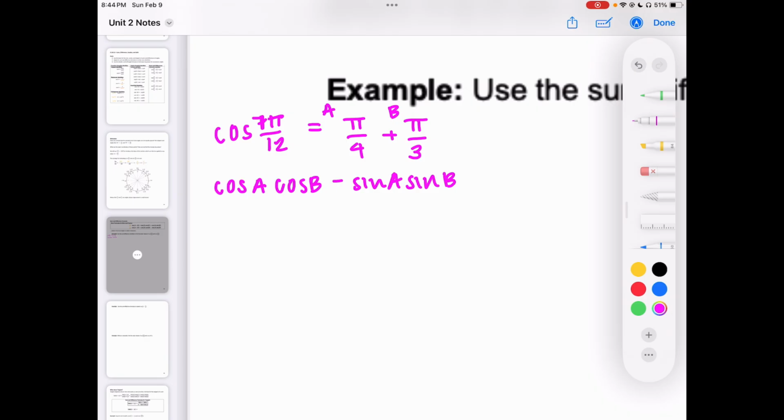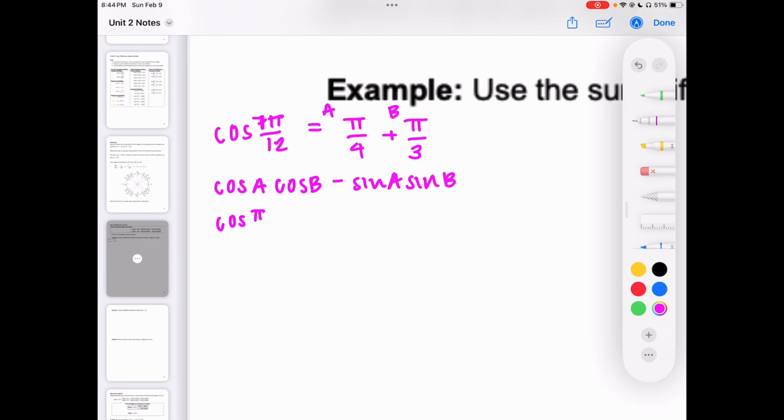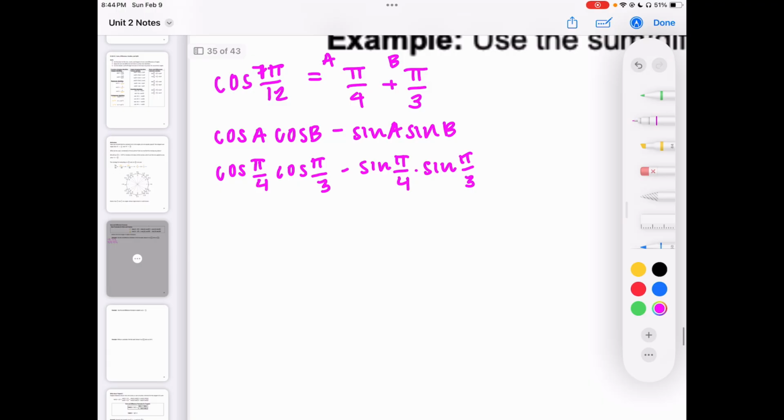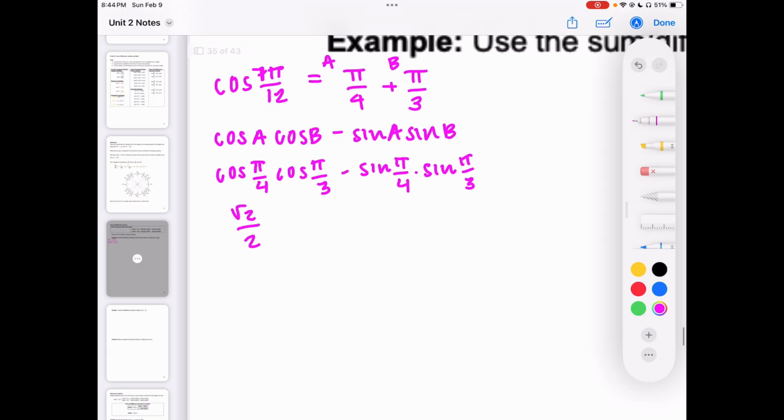And now we just need to replace stuff. So I have cosine of pi over 4 times cosine of pi over 3 minus sine of pi over 4 times sine of pi over 3. And now we know these values because we've been working with them so much that we know exactly what they are. Okay. So I know that cosine of pi over 4 is root 2 over 2. Okay? I know that cosine of pi over 3 is going to be 1/2. I know that sine of pi over 4 is root 2 over 2. And I know that sine of pi over 3 is root 3 over 2.